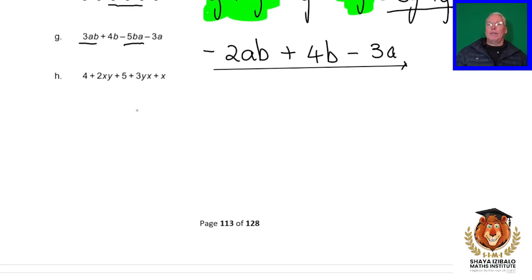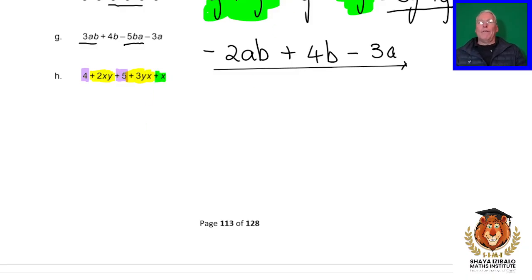Okay, the next one. Let's go back and use some color again. 4 and plus 5, those are like. X, Y's and Y, X's, yeah, those are like, because remember 3 times 7 is 21, 7 times 3 is also 21. So it doesn't matter that the order is different. Okay, but that X on its own at the back there is not like anything here.